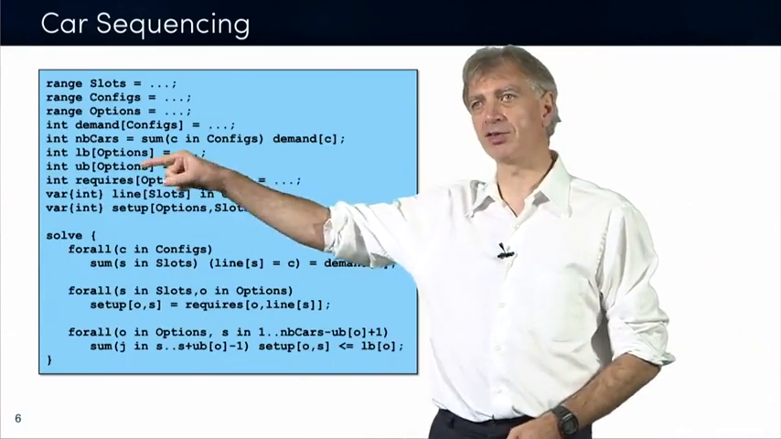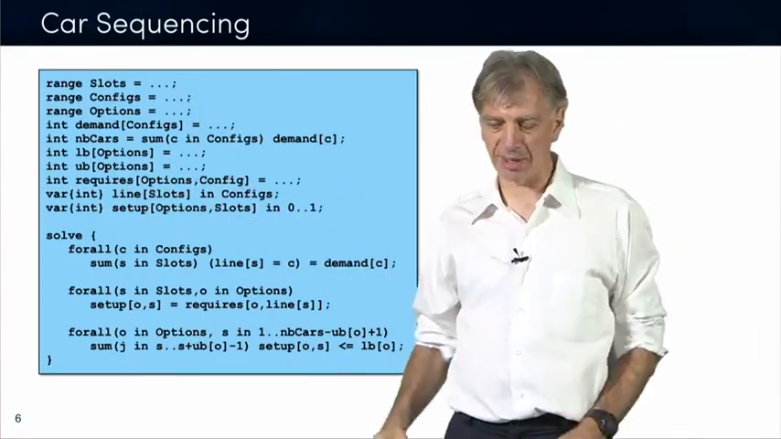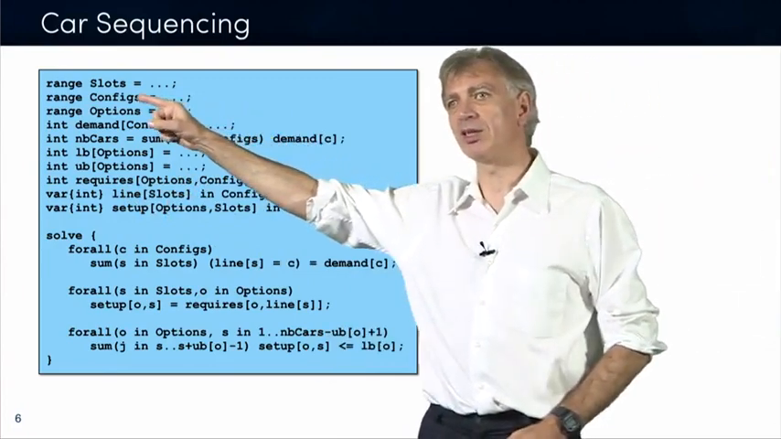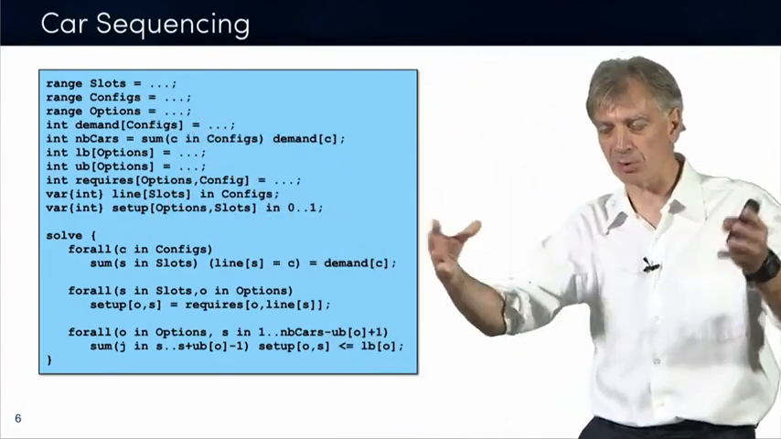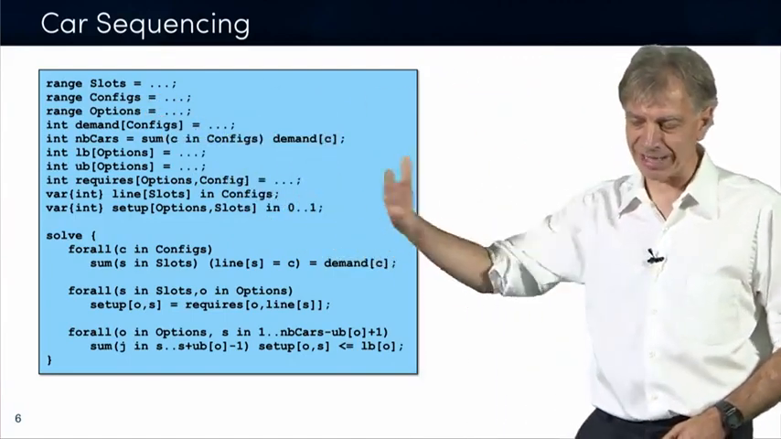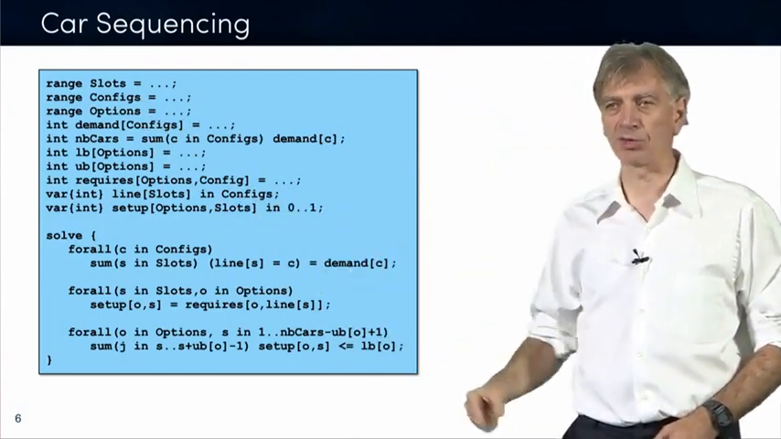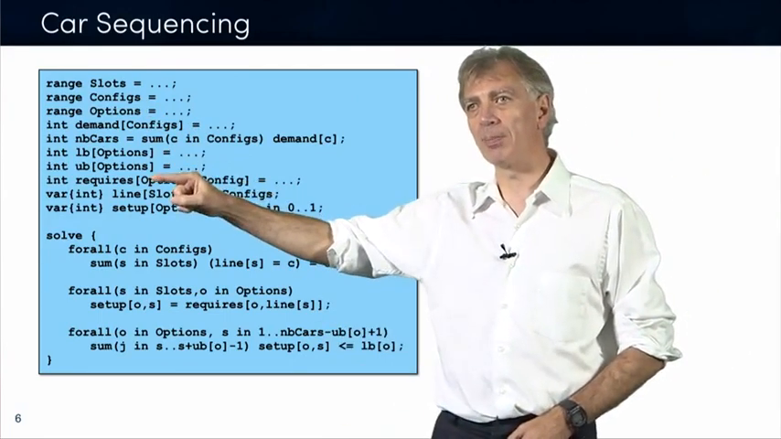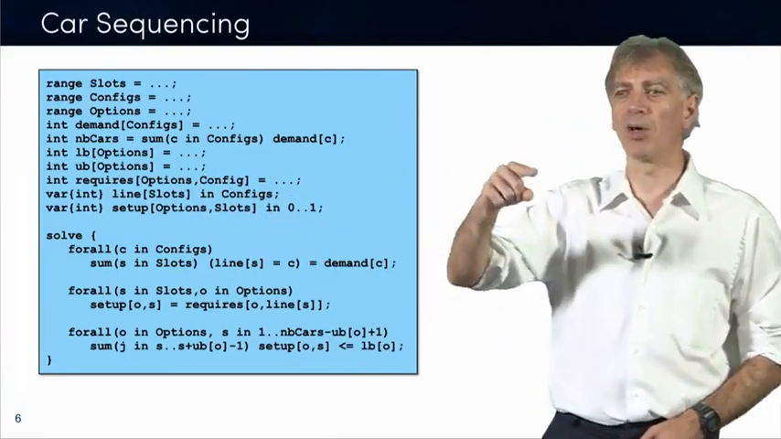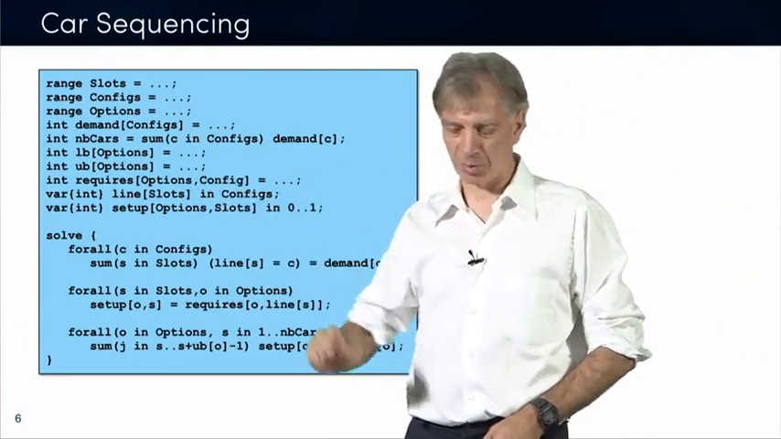So what you have there is first a set of data. You have the slots. That's basically all the slots of the assembly line. You have the various configurations that you see on the top. That's the type of car that you have to produce. The various options, moonroof, leather seats, and so on. The demand for every one of these configurations, that's how many cars you have to produce. You have a lower bound and an upper bound for every one of the options. Lower bound means when you have a constraint 2 out of 5, the lower bound would be 2, the upper bound would be 5.